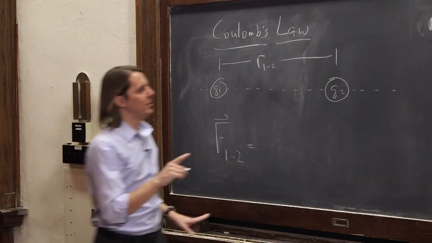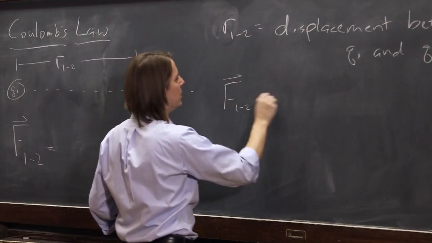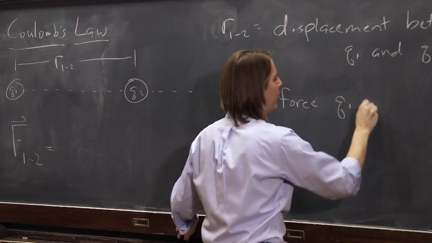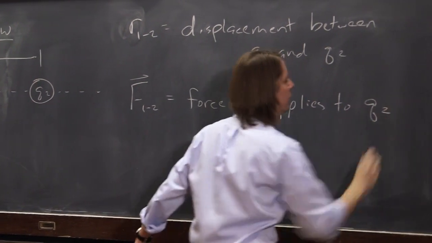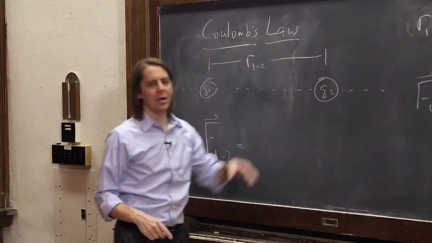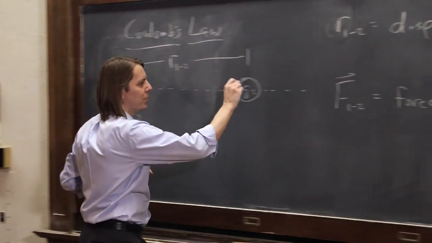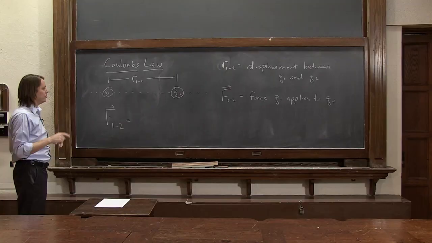So F12, let's be clear what that means. F12 is the force Q1 applies to Q2. Okay? So F12 is experienced by Q2. It's applied by Q1. If you're going to draw it, you would draw it over here. F12, the force 1 applies to 2.